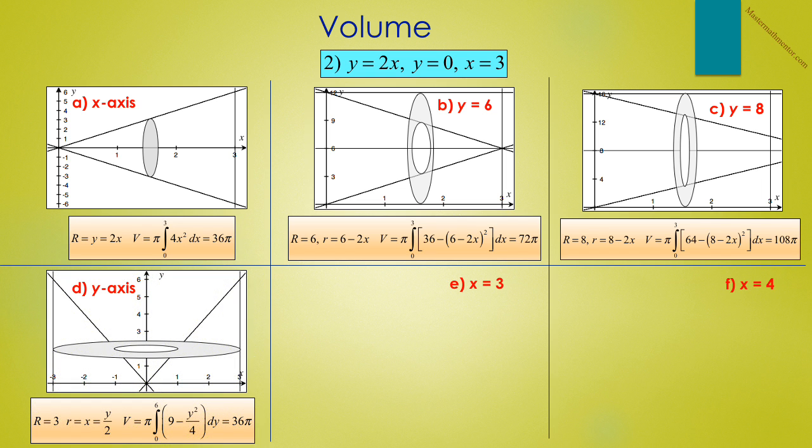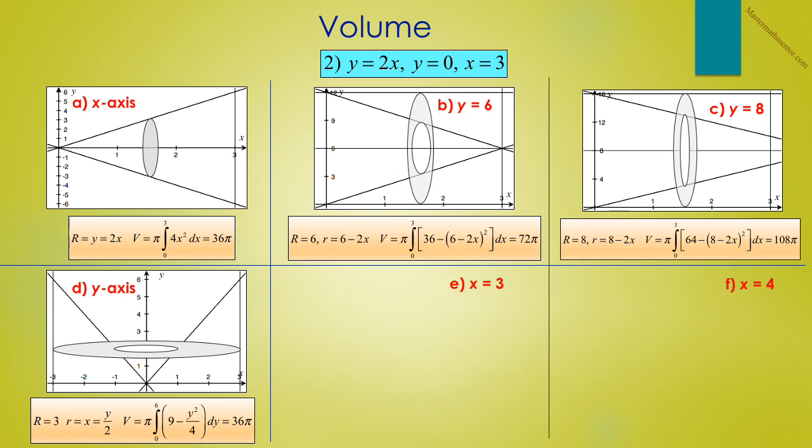In D, we are rotating our region about the y-axis. We draw our region across the y-axis and realize that this is a washer situation, with capital R always being 3, but little r being the x variable. And since this is a dy problem, we have to solve for x, which is y over 2.